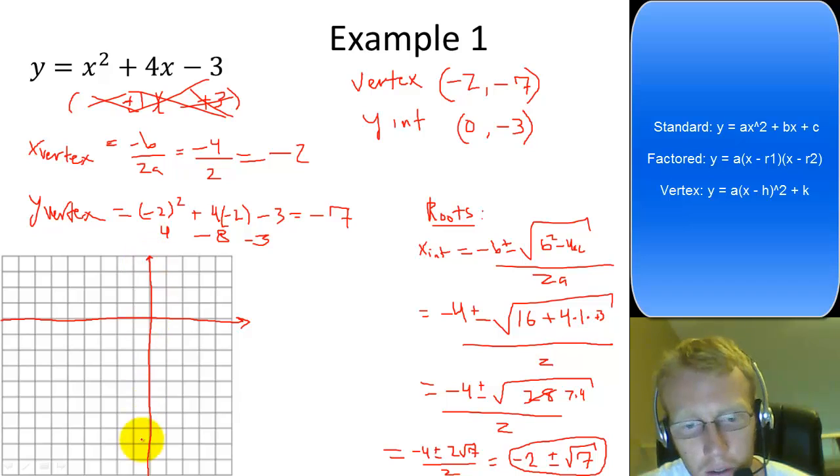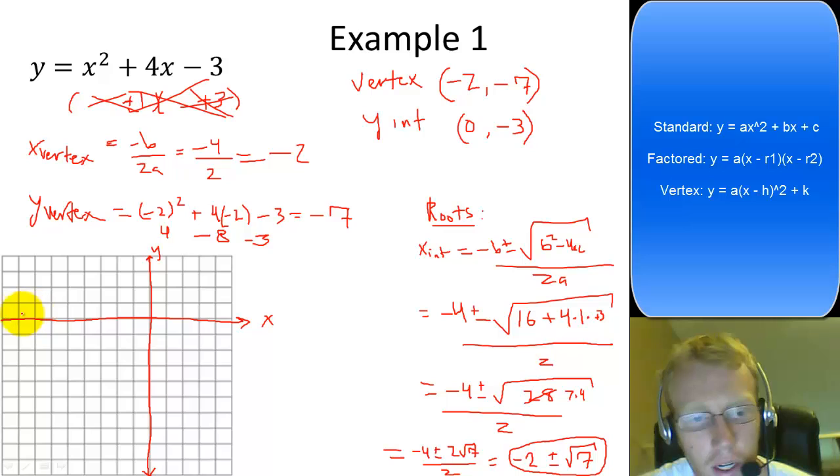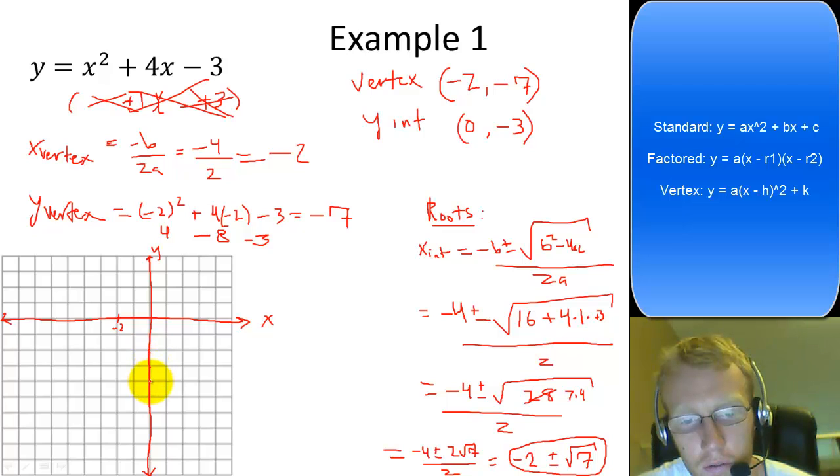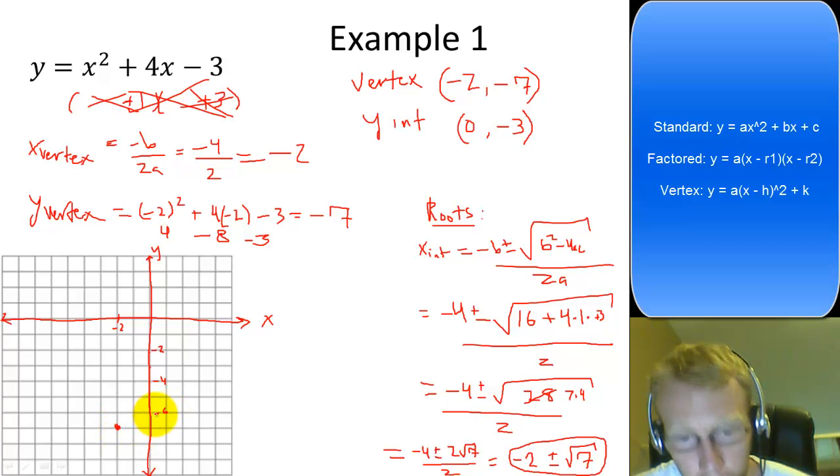And we should always put arrows on the end. Label the x-axis, the y-axis. So if we go down to negative 2 and 1, 2, 3, 4. Let's label as we go. -2, -4, -6. So here's -7. So here's the vertex. The y-intercept was at -3.